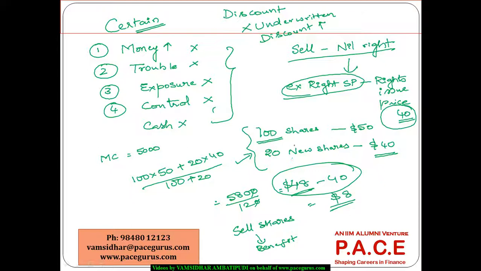Right now, we can look at the other mechanism which is another way of increasing the number of new shares but may not raise additional capital, which is the scrip issue, right?